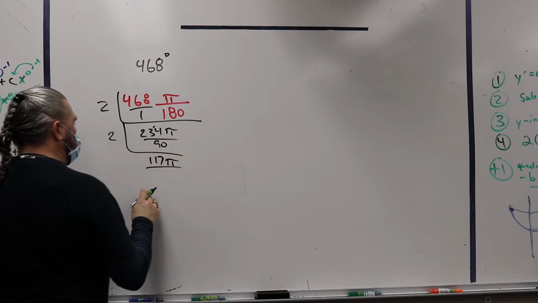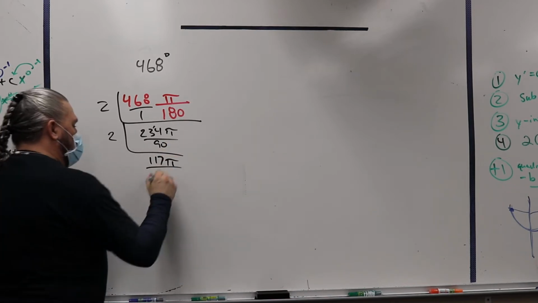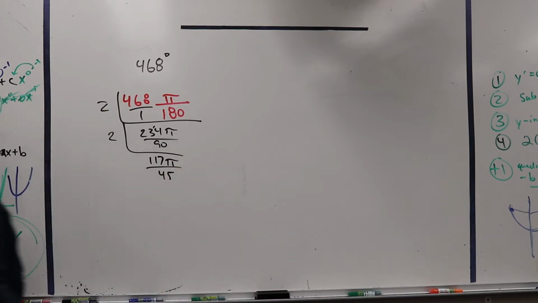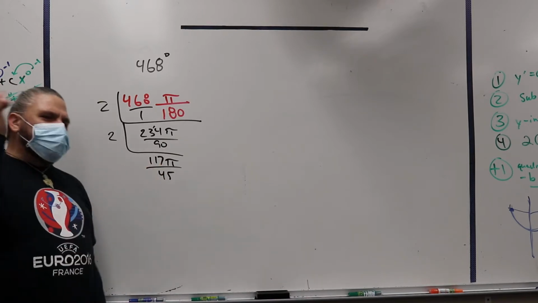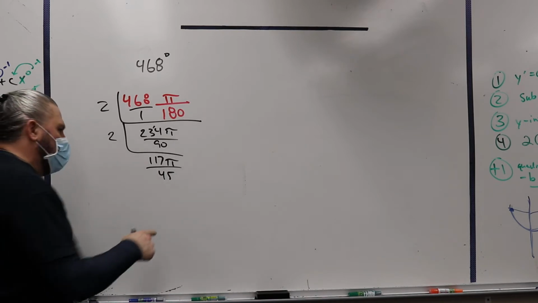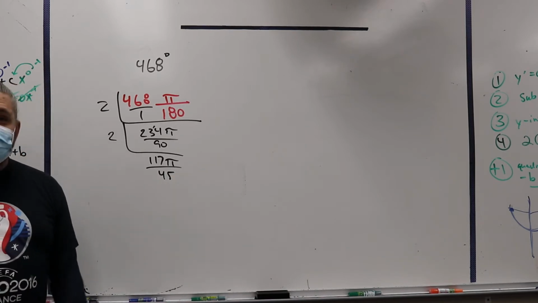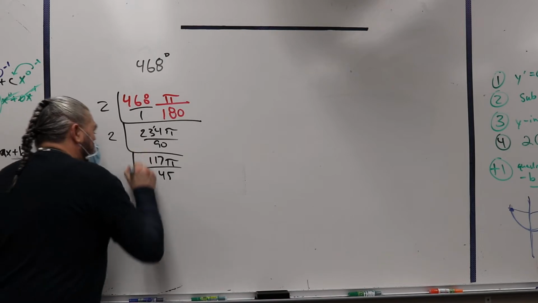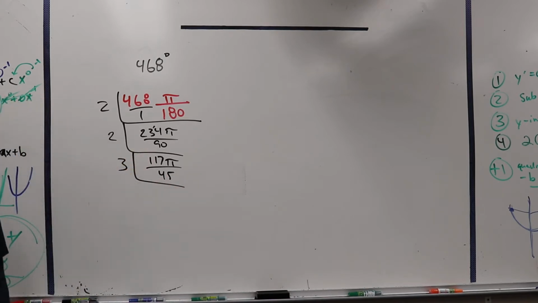Woo, that's a nasty number over what? 45. Wow. Doesn't look like much goes into that. But wait a minute. 1 plus 1 plus 7 is 9, right? And 9 is divisible by 3. And 4 plus 5 is 9, which is also divisible by 3. So I know that 3 goes into both of these.